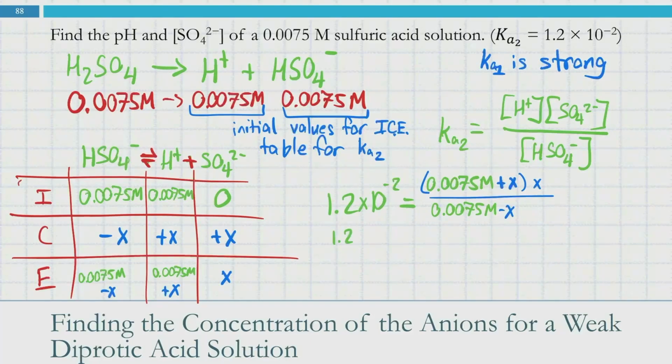I was going to be lazy and just write Ka2, but we'll do the whole thing. So multiplying both sides by the denominator gives us this on the left side. What a mess. And we'll have 0.0075 molar x plus x squared on the right side. I'll make all the x's blue. Might as well. So something like that.